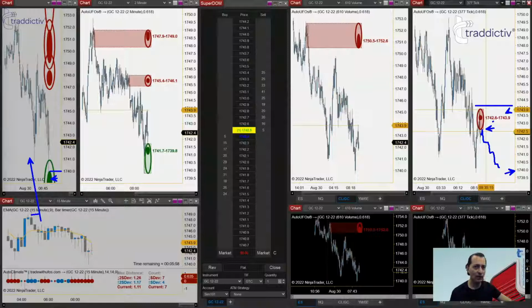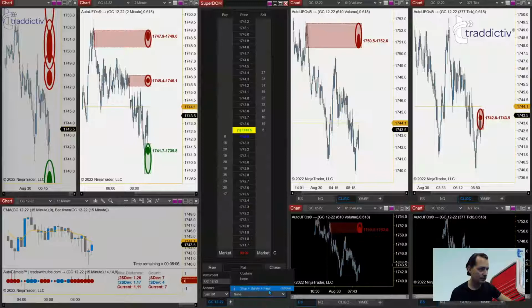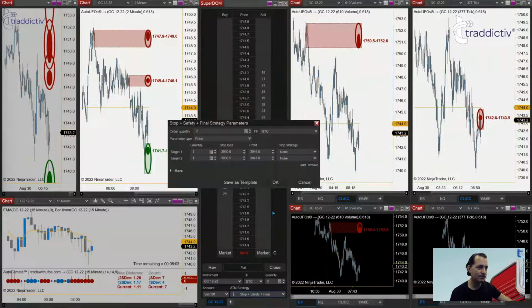Okay, so with all of this in mind, and by the way, we are inside the UFO already, so it's time to take this trade, my friends. So I'm going to set a stop, safety, target. Let me edit this. Hopefully I can be fast enough. I'm going to go with two contracts, one for target 1, one for target 2.